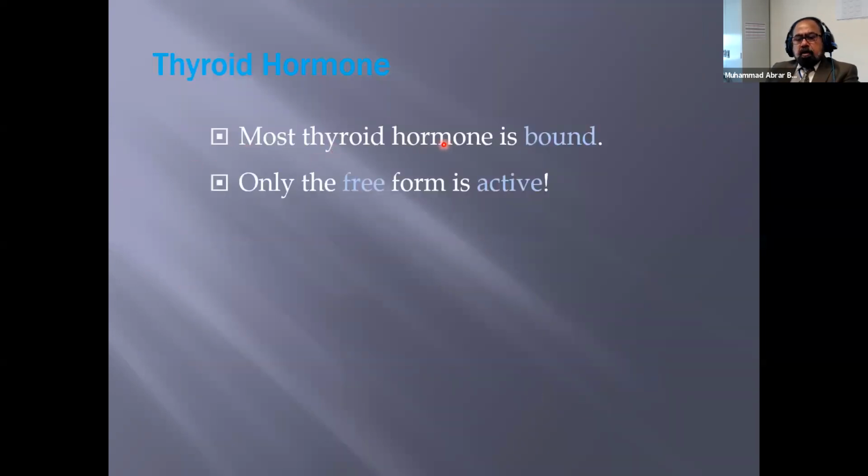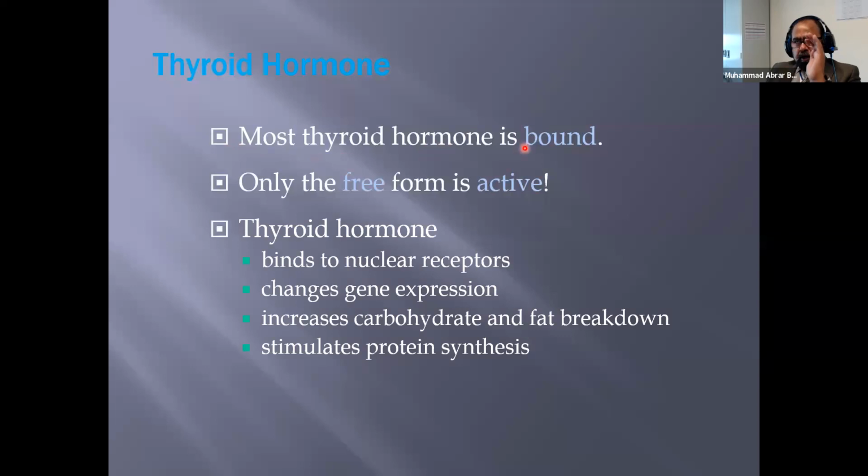Most of the thyroid hormone is bound, meaning it is bound with either a protein, which is albumin, or transthyretin. So they are bound. Only free T3 and T4 are really active. What they do is go and attach to the receptors, bind to the nuclear receptor, and change the gene expression, as I showed you, and then they cause increased carbohydrate and fat breakdown.